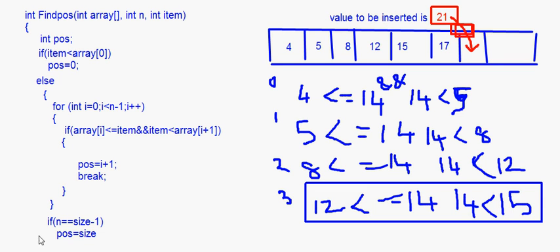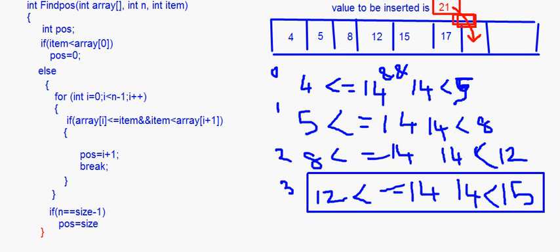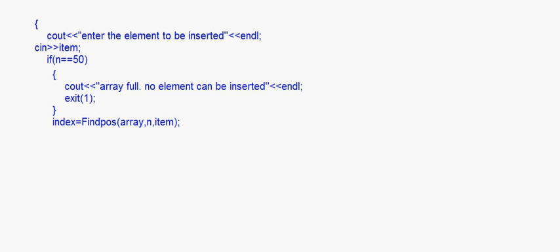So that will be inserted at the last position, right? So here you close the else, this is for the else, and after that here you say return pos and then close the method. Fine. Return pos. Now this position is being returned into this index.